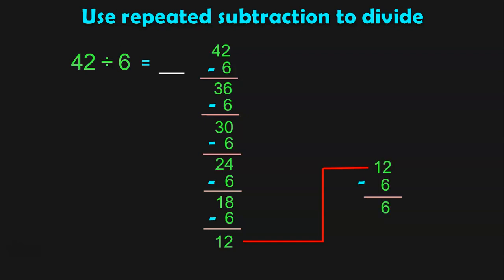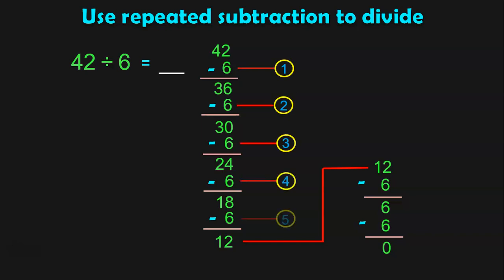And finally, once again, you can subtract 6 from 6 and you get the remainder to be 0. So how many times have we performed the repeated subtraction here? 1, 2, 3, 4, 5, 6, 7. So you're subtracting 7 times repeatedly the same number 6 from 42 to get the remainder to be 0. So the answer for 42 divided by 6 is 7.